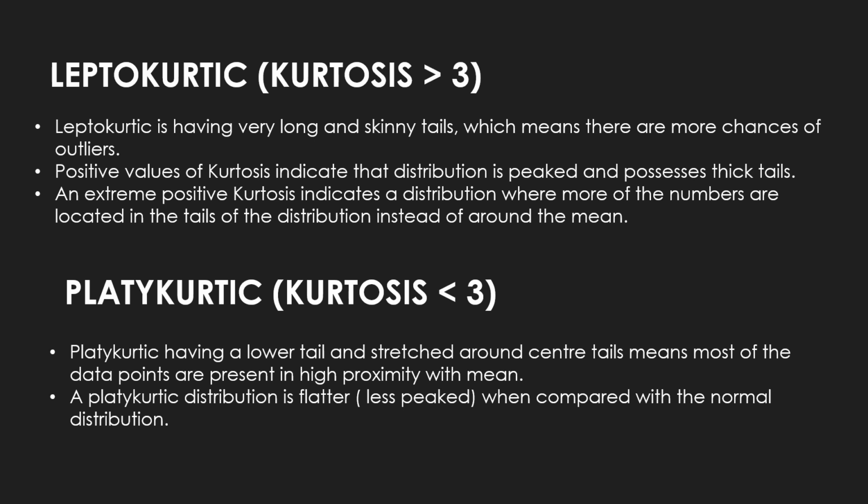So the definition of platykurtic: kurtosis is less than 3. Platykurtic has lighter tails and is stretched around the center, which means most of the data points are present in high proximity to the mean. A platykurtic distribution is flatter when compared with the normal distribution.